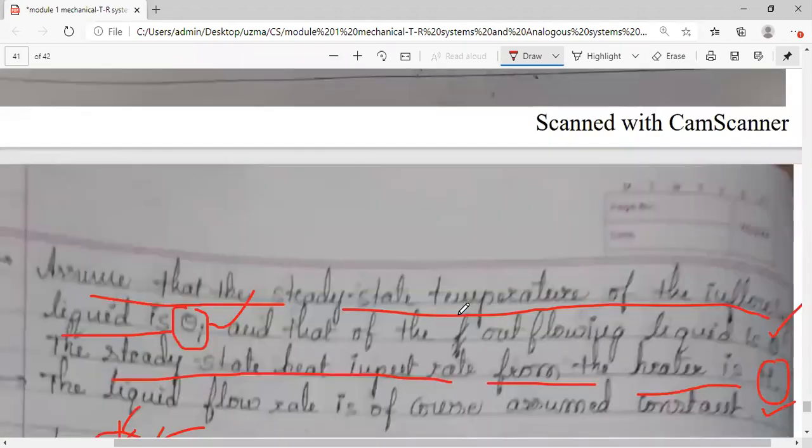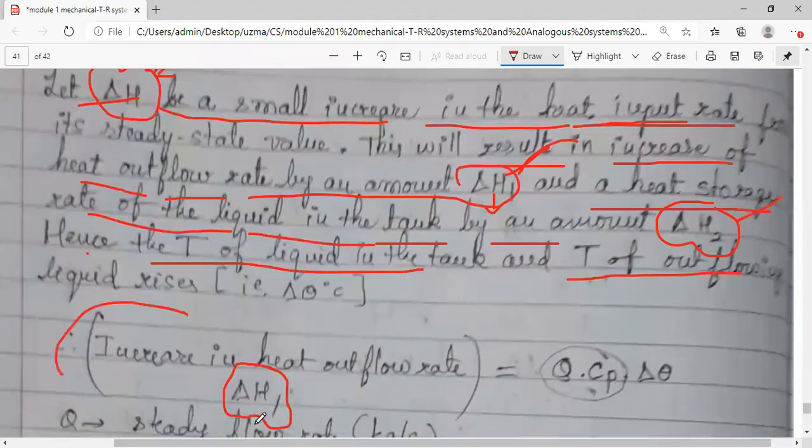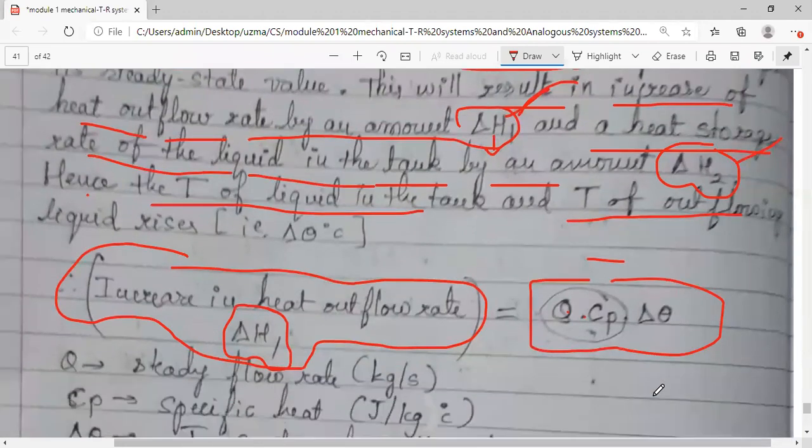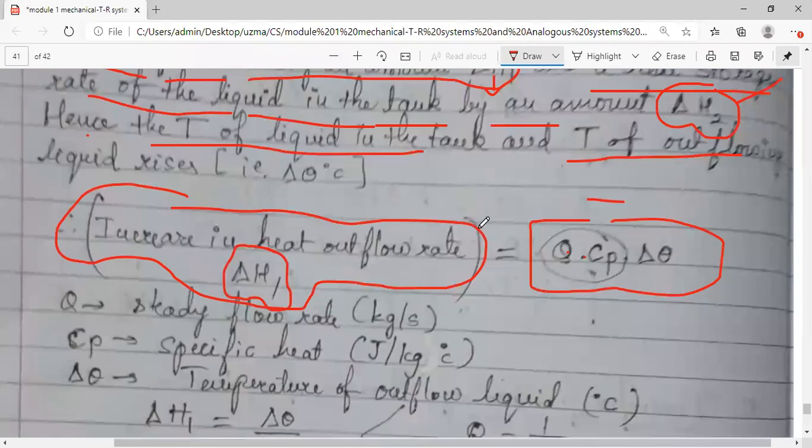So delta H1 is equal to... I think you have studied about this convection equation in physics, thermodynamics. Hope you have studied. So how can I find delta H1? It is given by Q into Cp into delta theta. Hope you know what Cp is, the specific heat of any liquid. Each liquid will have its own specific heat, it is different for every liquid. And delta theta is the change in temperature. So this is your convection equation.